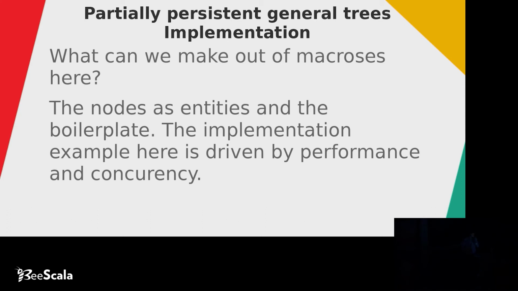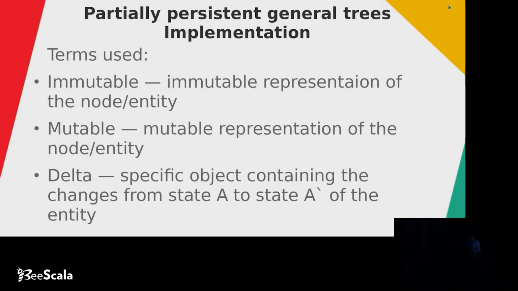So the implementation we have and the concept we use is mainly driven by performance and concurrency. And let's use three main terms here. Immutable is a really immutable entity, which is immutable, that's it. And it's accompanied with the mutable entity, which in fact has all the same fields, but they are mutable, they are vars. You can operate on them, do whatever you want, but it won't be stored in the tree anyway. Only immutable objects are stored in the tree.